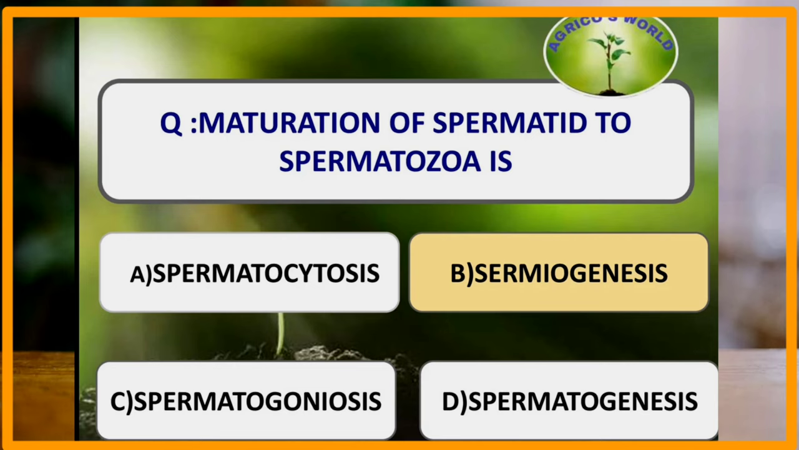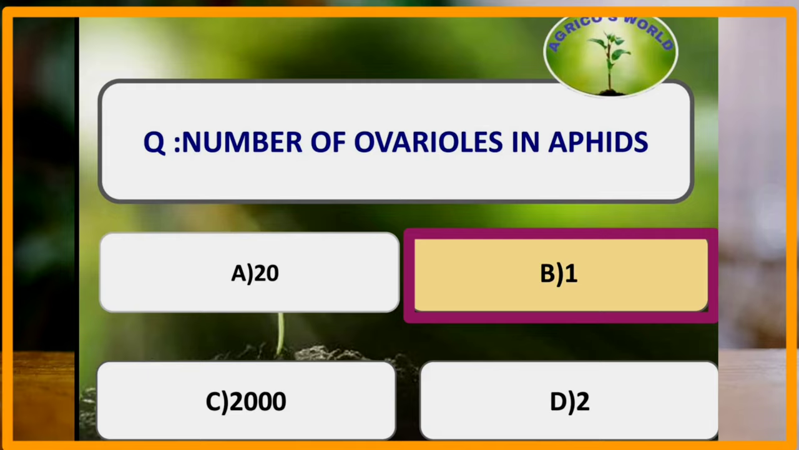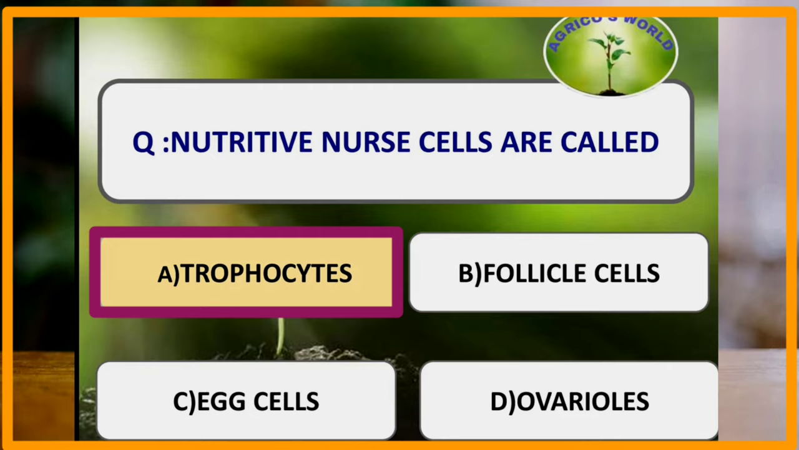Maturation of spermatid to spermatozoa is known as spermiogenesis, whereas the formation of spermatozoa from germ cells is known as spermatogenesis. Number of ovules in aphids are 1. Aphids have only one ovule. Nutritive nurse cells are called as trophocytes.